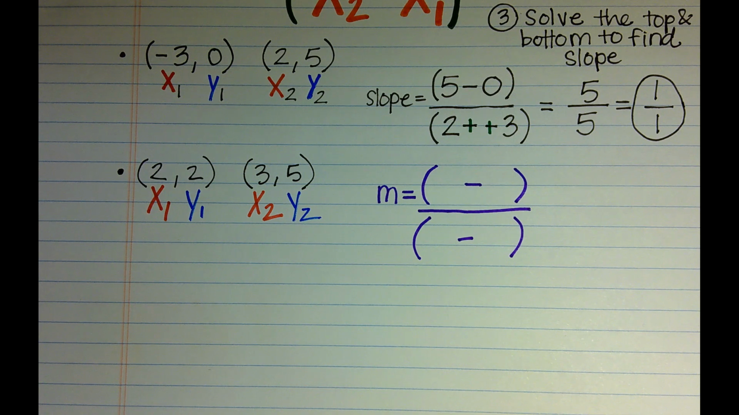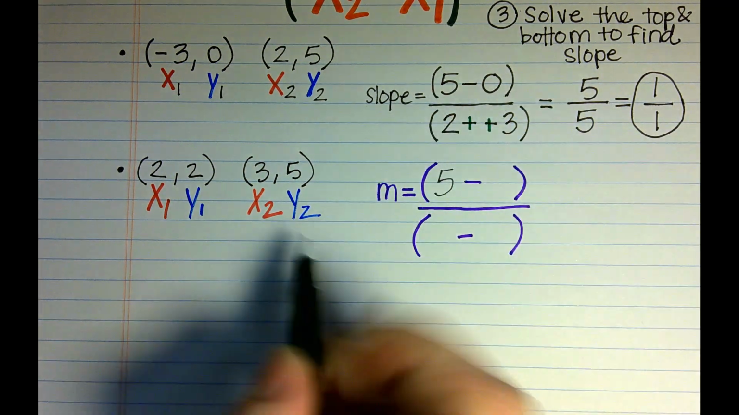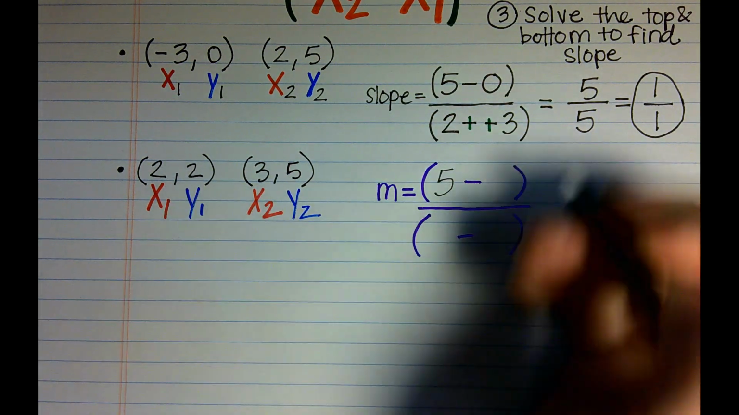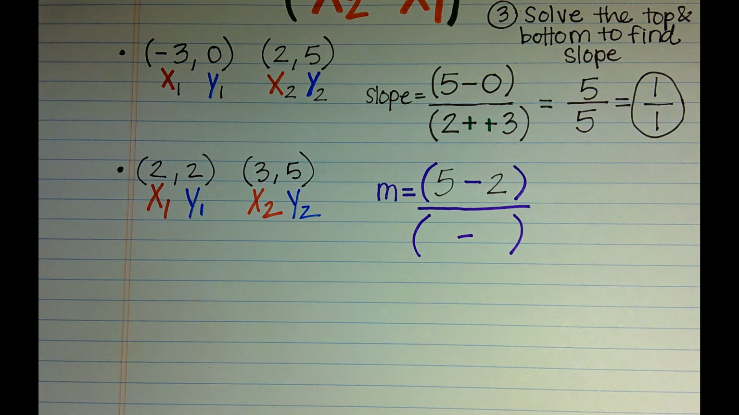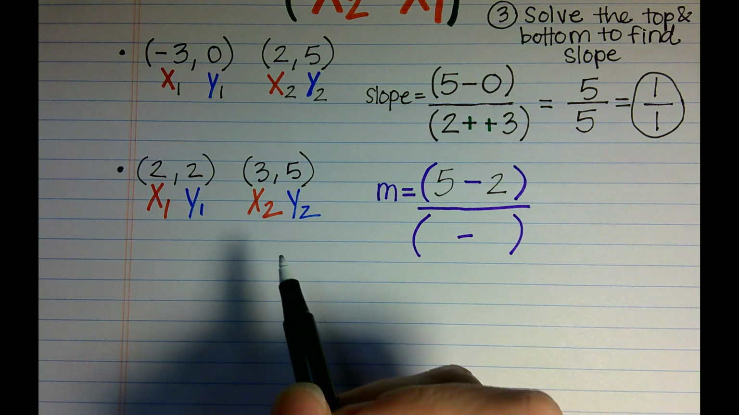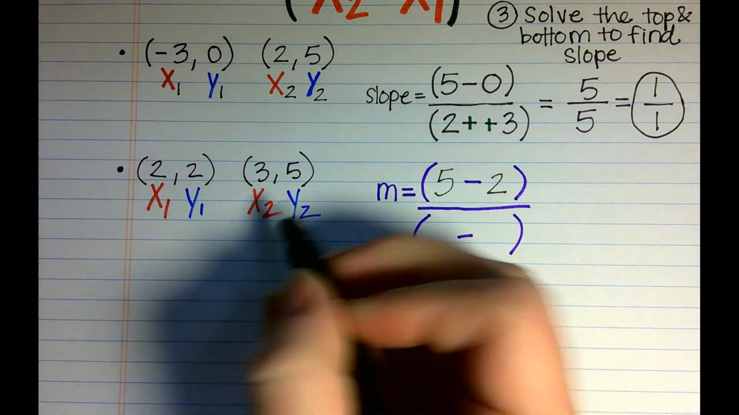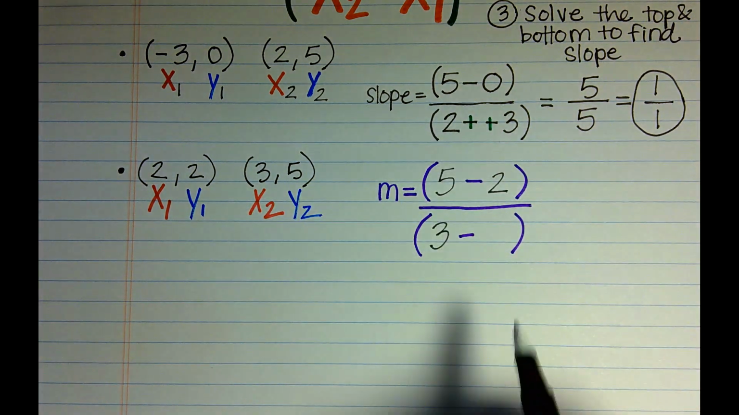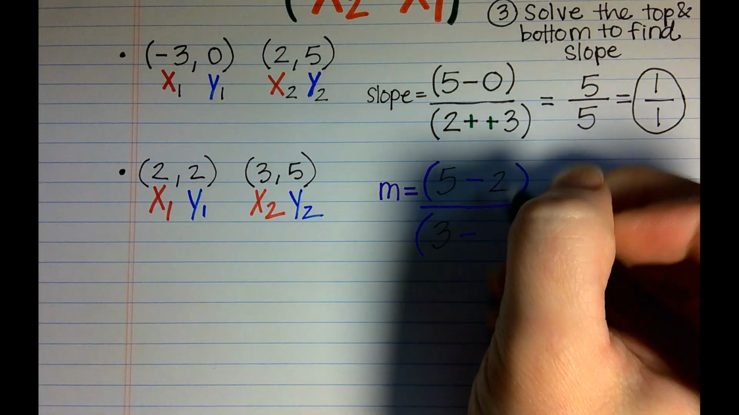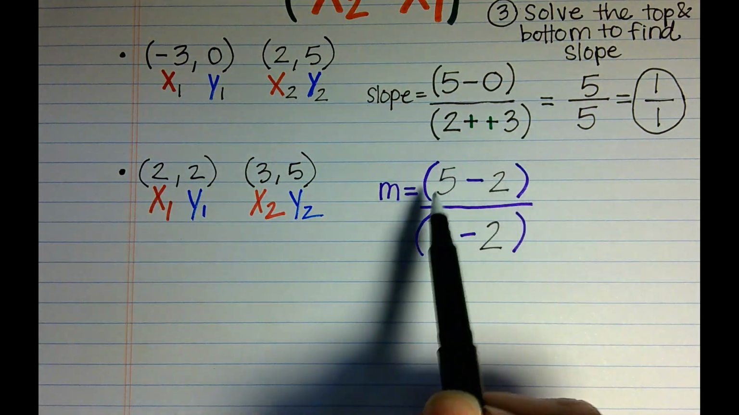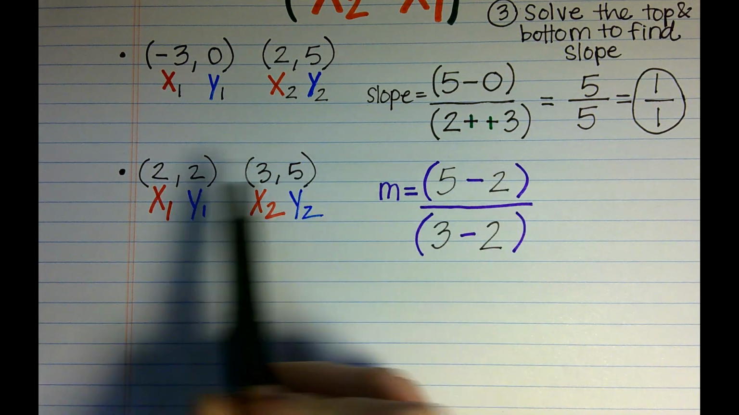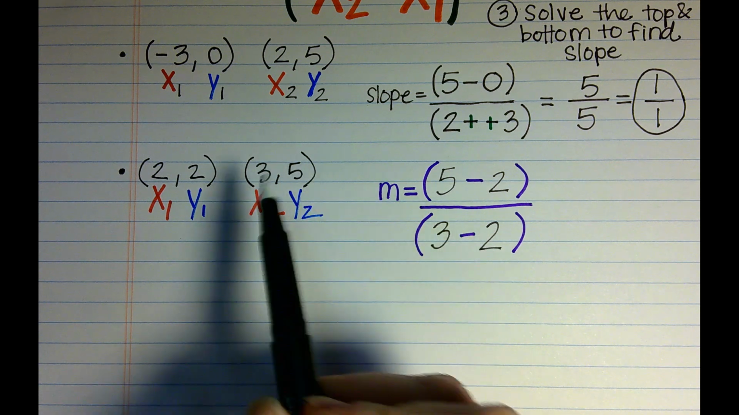So, what do I do next? First one's gonna be y2. That's gonna be y2, 5. 5, good. And the y1's gonna be a 2. Perfect. Y2 is 5 minus y1 is 2. And what next? Second one's gonna be x2, which is 3. Perfect. And it's gonna be the 2. Perfect. So, y2 minus y1, 5 minus 2, x2 minus x1, 3 minus 2.